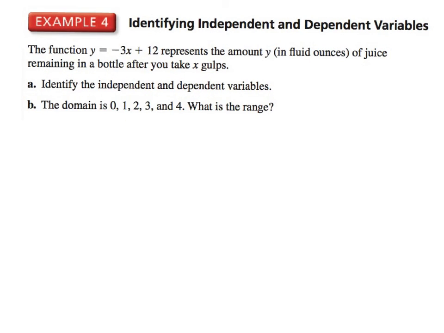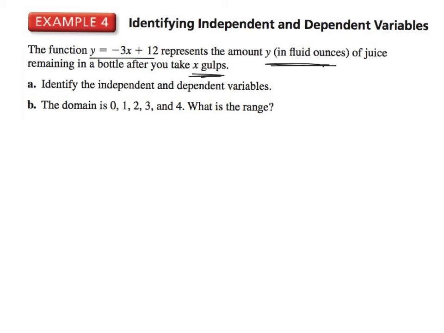So here we go. The function y equals -3x plus 12 represents the amount y in fluid ounces of juice remaining in a bottle after you take x gulps. So, identify the independent and dependent variables. It's pretty easy. What's x? Gulps. You can take as many gulps as you want. But the amount of juice that's in there depends on how many gulps you take.